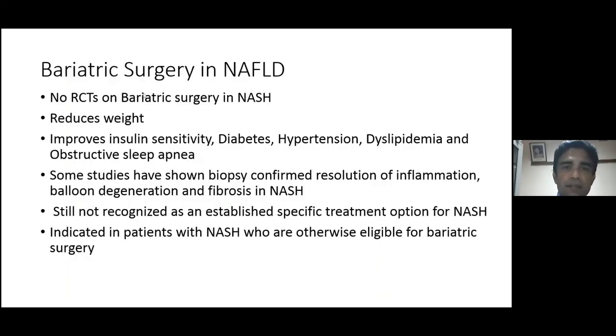So bariatric surgery in non-alcoholic fatty liver disease: there are no randomized control trials on bariatric surgery in NASH. It reduces weight and improves insulin sensitivity, diabetes, hypertension, dyslipidemia, and obstructive sleep apnea. Some studies have shown biopsy confirmed resolution of NASH and fibrosis. However, it is still not recognized as an established specific treatment method for NASH. And at present, bariatric surgery is only indicated in patients with NASH who are otherwise eligible for bariatric surgery.